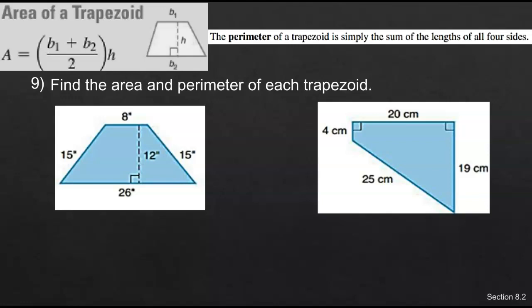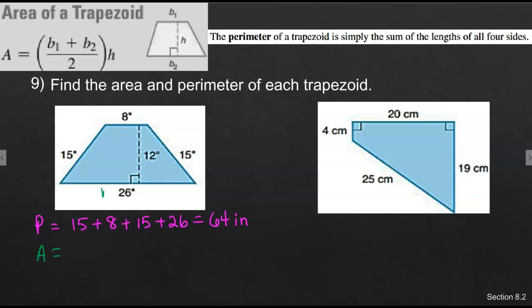The perimeter is just add up the sides, right? You just add the 4 sides because that's all we need to do. Let's write out our perimeter. It would be 15 plus 8 plus 15 plus 26. We don't need this measurement when we're finding perimeter. So we get a perimeter of 64 inches. And then we're going to find the area.